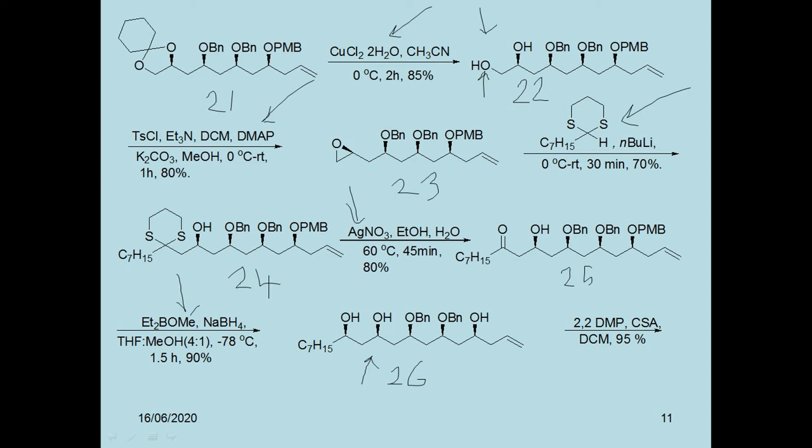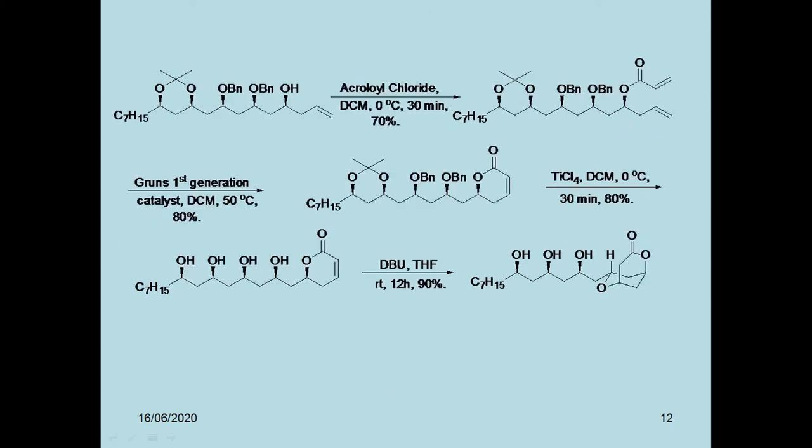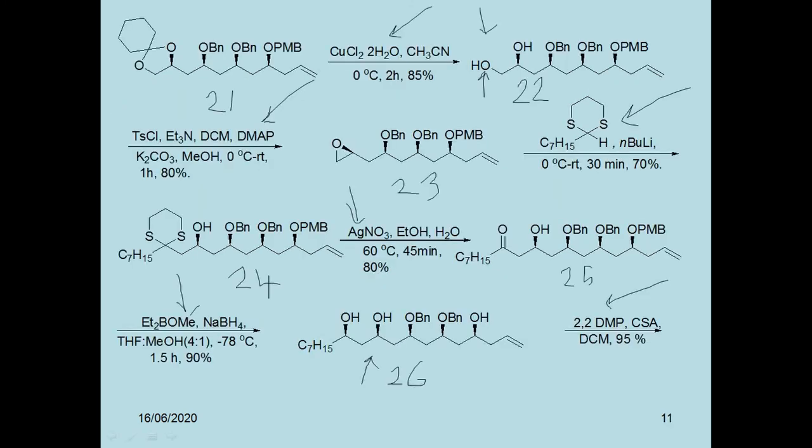Then the syn diol is subjected to 2,2-DMP and CSA. Here the acetonide protection is taking place on 26. Sorry, I forgot to mention, PMB is missing here. After doing the acetonide protection, you have to do a second step, DDQ. If you do DDQ, the PMB group is removed and you will get the diol.